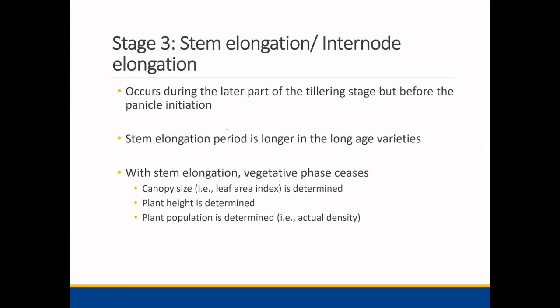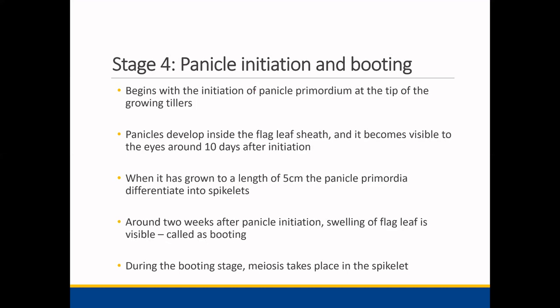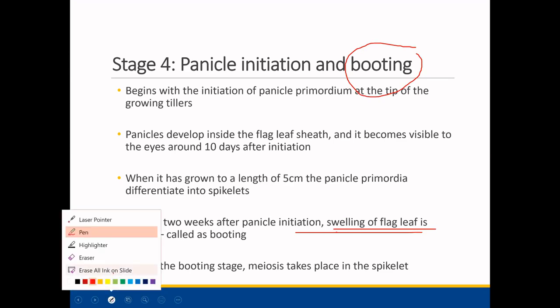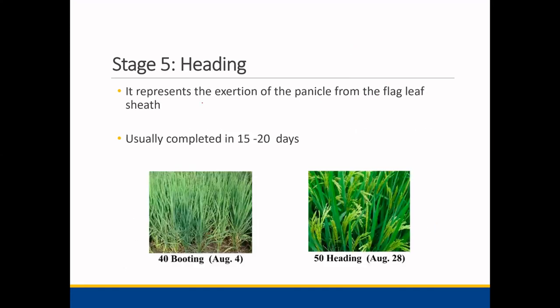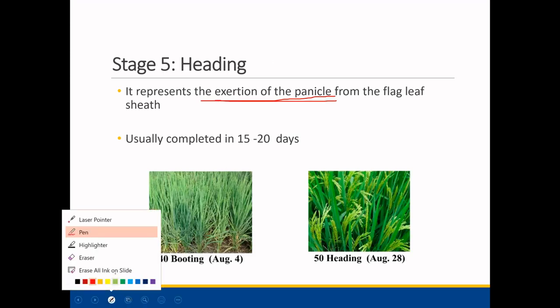And then when the tillers grow, the panicle starts to initiate. When the panicle grows, there is swelling of the flag leaf. The flag leaf is the one that covers the panicle, kind of a wrap, so it will swell. That we call booting. Once the panicle is completely developed, it should come out. That is the exertion of the panicle from the flag leaf, which we call heading. So it's a sequence of events that happens in order.